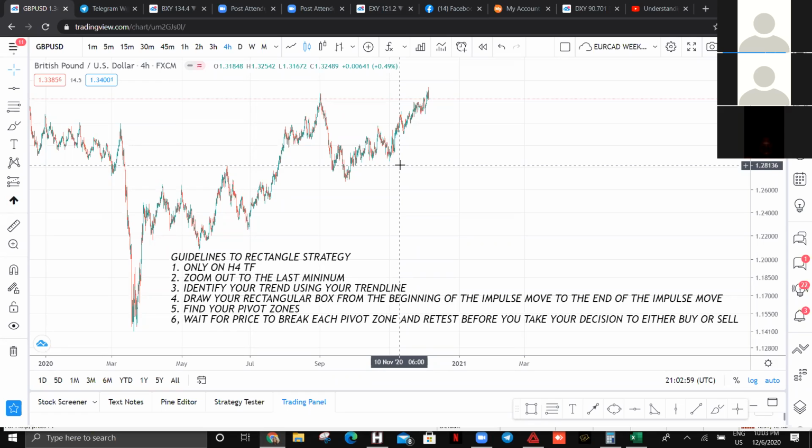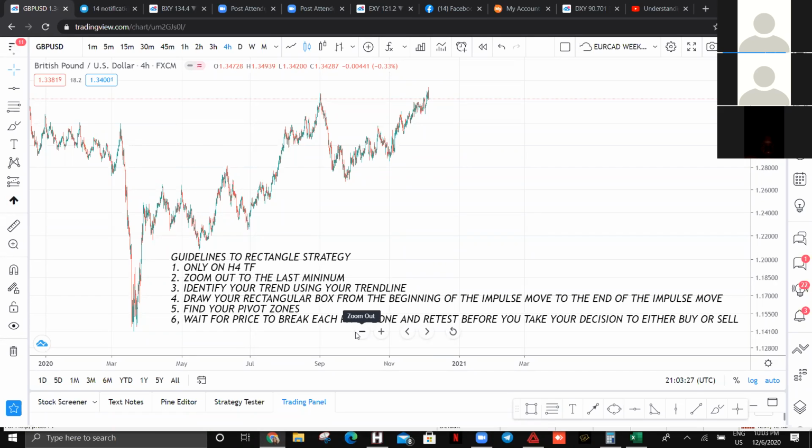Think about it. And I prefer GBP pairs again when I was trading other pairs, because their candlesticks give more pips than every other pair. So one thing you should understand is that this is done on a higher time frame, H4. Zoom out like this till you can't zoom out anywhere. Zoom out to the last minimum.